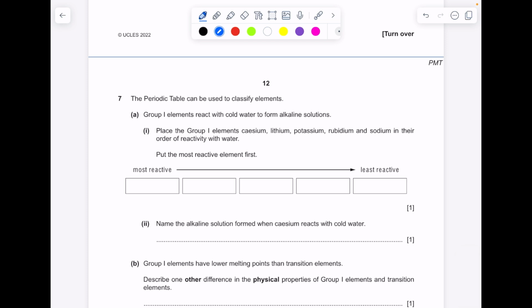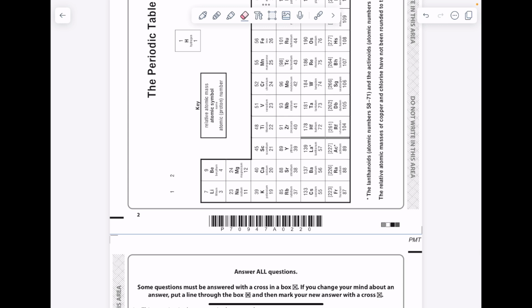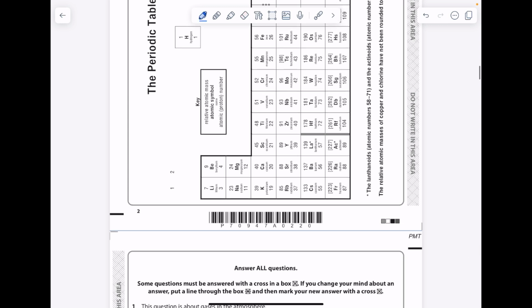The periodic table is used to classify elements. Group 1 react with cold water to form alkaline solutions. Place the group 1 elements, cesium, lithium, potassium, rubidium and sodium in that order of reactivity. Put the most reactive element first. So have a look. Remember, as you descend group 1, the elements become more reactive.